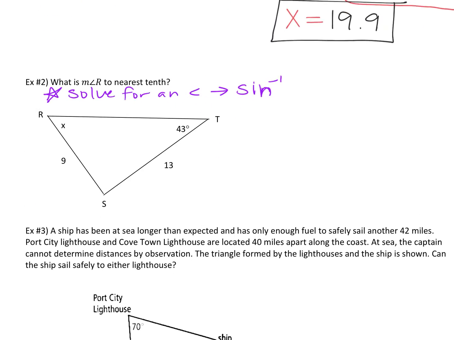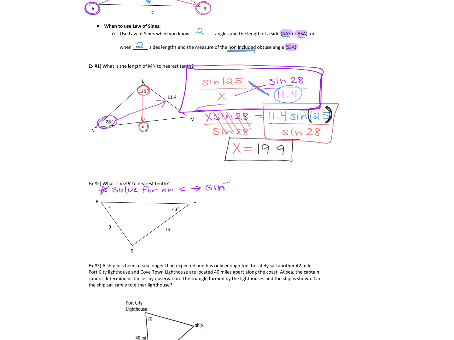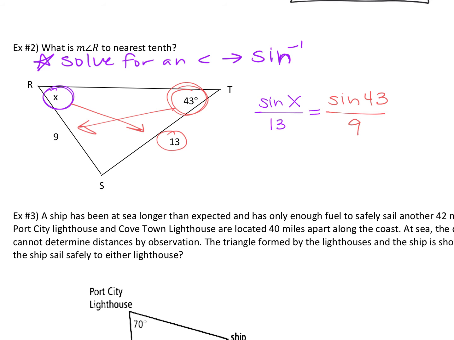Okay, so let's see if we can set this up as our proportion like we did right here. Similar setup. How are we going to set that up for this problem? The sine of what? So we can say sine of x over what? Over 13, equals, then what? So if it's sine of x over 13, what's the other one going to be? Sine of 43 over 9. So it's the sine of the angle over the side across from it.